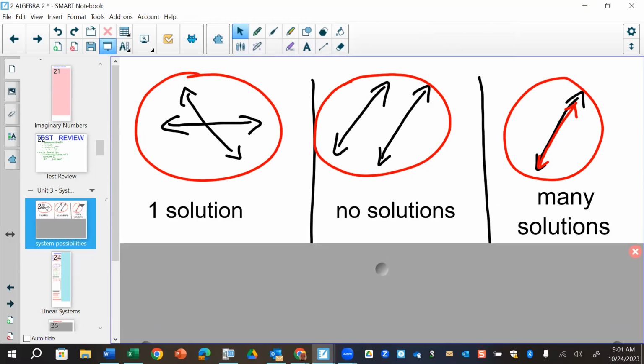I'll give you the names after you write these down. So one solution if they just cross. No solutions if they're parallel. And rather than say all solutions or they share every point, just write many. You don't want to list them all.